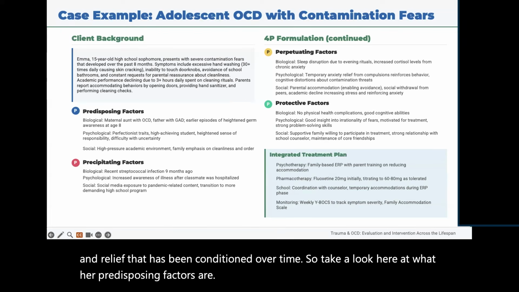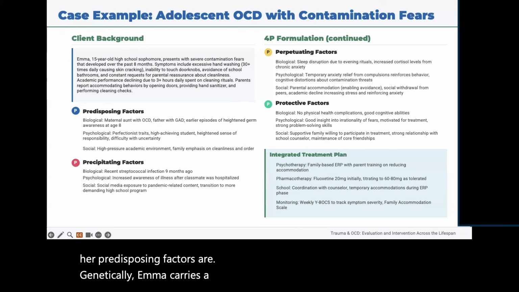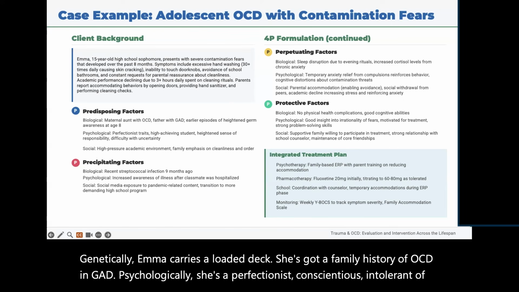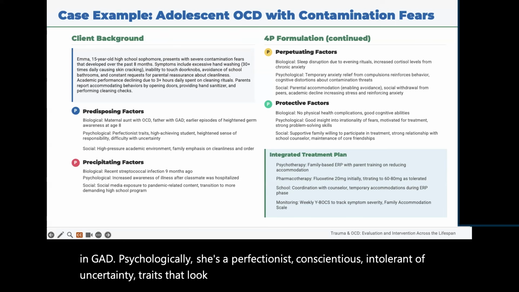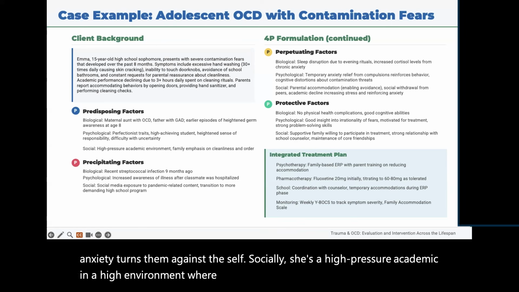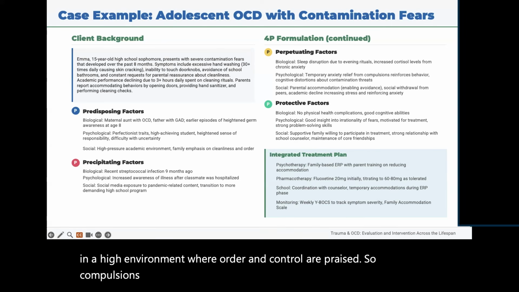Genetically, Emma carries a loaded deck. She's got a family history of OCD and GAD. Psychologically, she's a perfectionist, conscientious, intolerant of uncertainty. Traits that look adaptive in high-achieving families until anxiety turns them against the self. Socially, she's a high-pressure academic in a high environment where order and control are praised. So compulsions initially are masquerading as discipline.